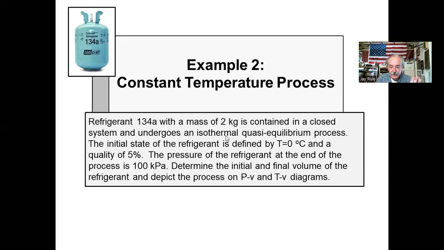Now, there's some key words. Isothermal quasi-equilibrium process. The initial state of the refrigerant is defined by T equals 0 degrees C, initial state, and a quality of 5%, saturated mixture initially. The pressure of the refrigerant at the end of the process is 100 kPa, tells you the final pressure. Determine the initial and final volume of the refrigerant and depict the process on PV and TV diagrams. So let's see, you're assigned to draw the PV and TV diagrams, and you're asked to find the initial and final volume in cubic meters.